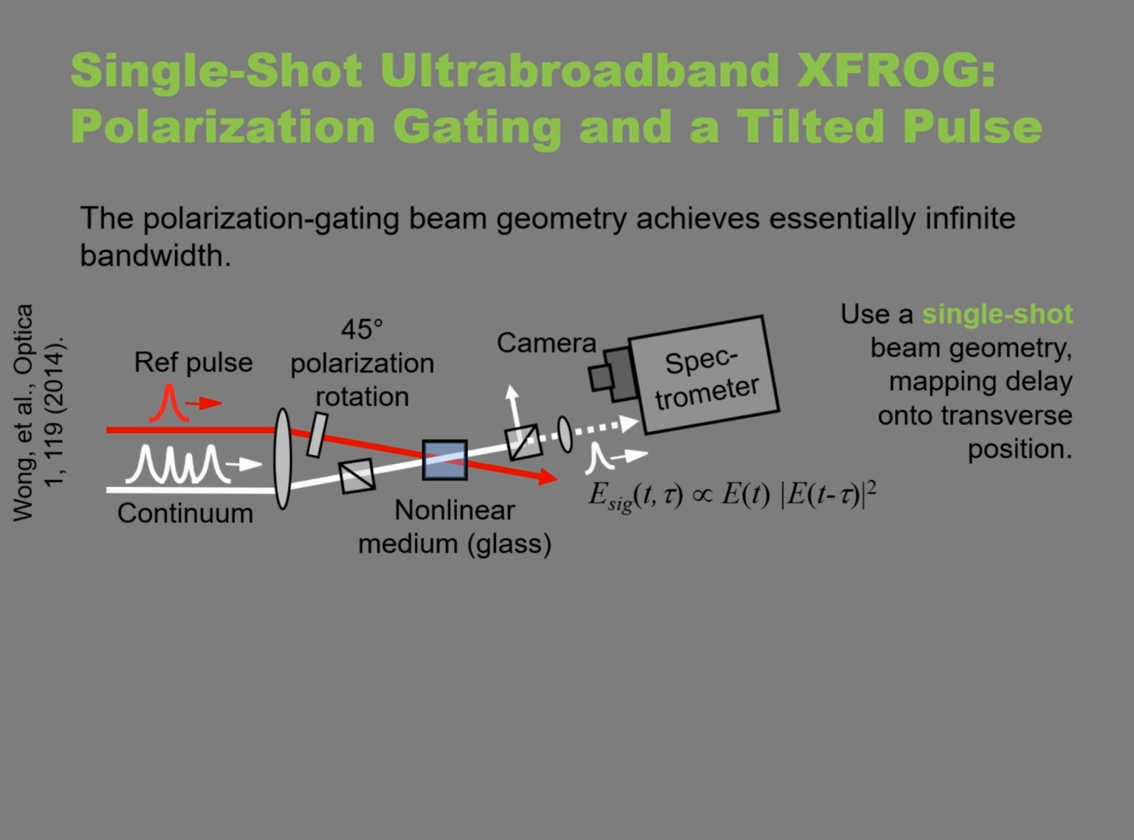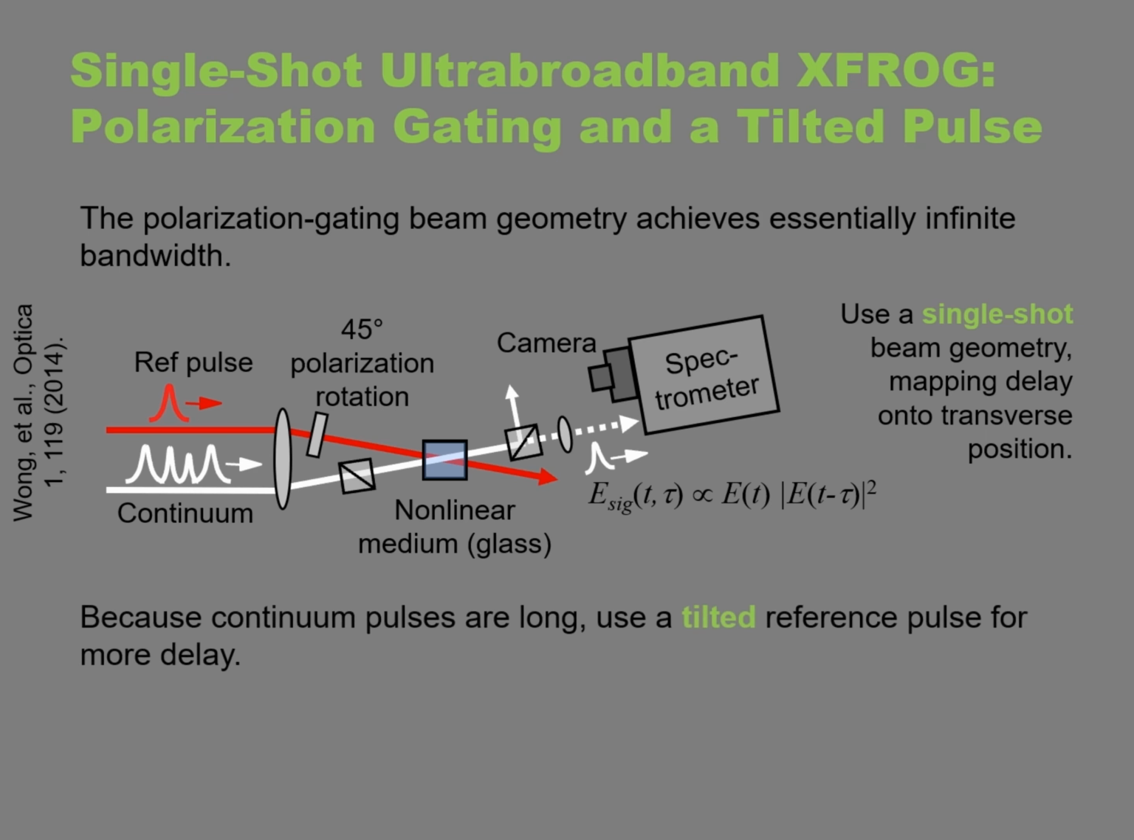First, we need a huge nonlinear optical phase matching bandwidth on each shot. To accomplish this, we use the third-order nonlinear optical process, polarization gating, which inherently has essentially infinite bandwidth. And of course, we also need to use a single-shot beam geometry, so we'll have to map delay onto transverse position at the nonlinear optical medium. Now, because they're so complex, supercontinuum pulses are also relatively long, so we'll need to use a tilted reference pulse for more delay. Unfortunately, a new complication arises, however.